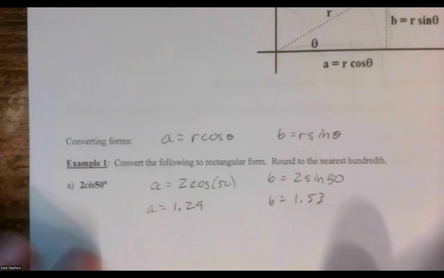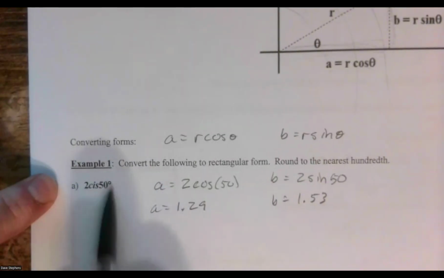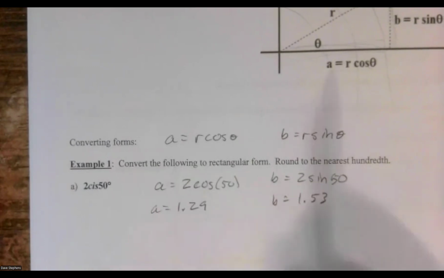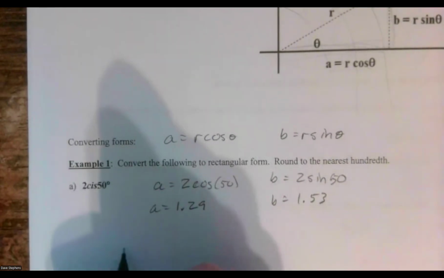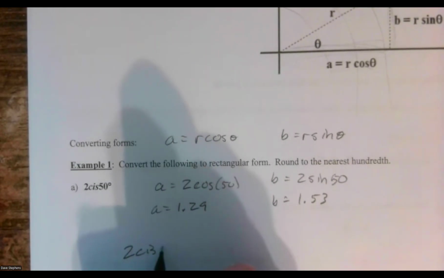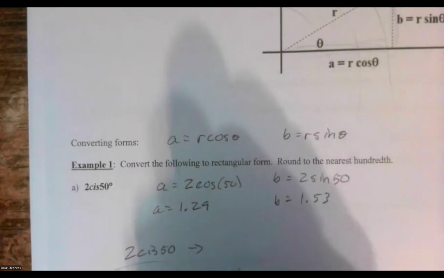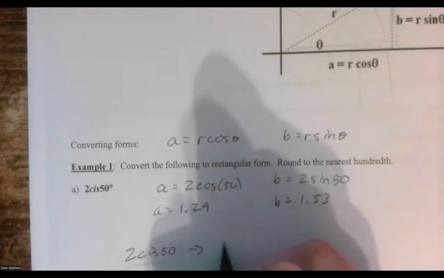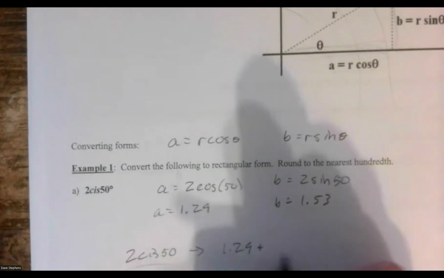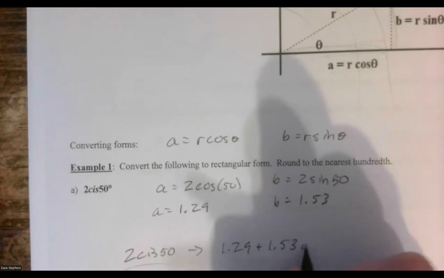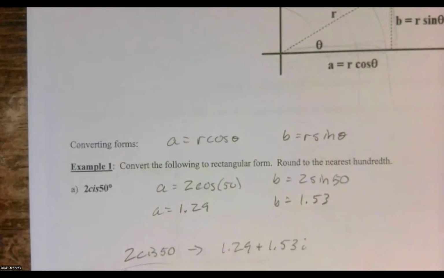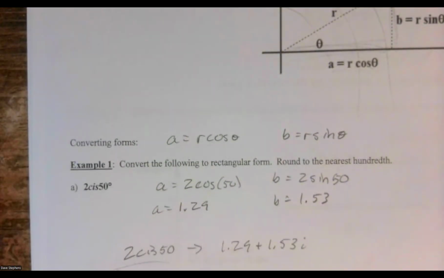Okay. So now, from polar to rectangular, I now have my A and B. So we can say that 2 CIS 50 from polar to rectangular would be 1.29 plus 1.53i. That would be the complex number in rectangular form.